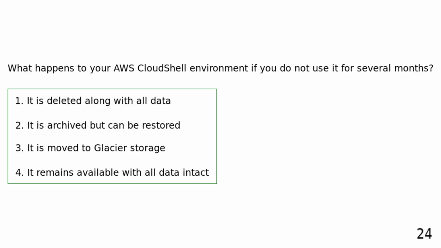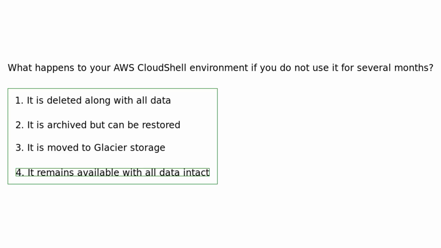What happens to your AWS CloudShell environment if you do not use it for several months? It is deleted along with all data. It is archived but can be restored. It is moved to Glacier storage. It remains available with all data intact. The AWS CloudShell environment remains available with all data intact.